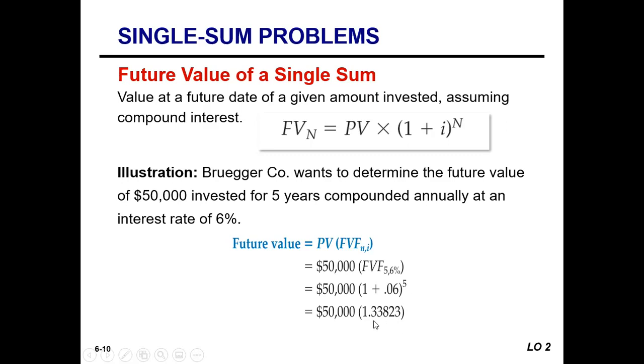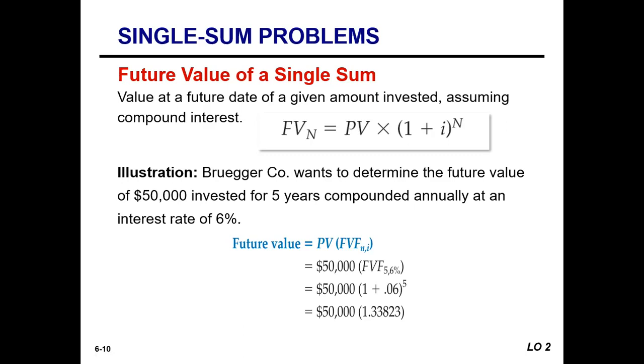And so if we simplify this, we end up with a factor of 1.33823. This factor right here is called the future value factor. These are listed, and we have tables that these come from. Future value of 1 is on page 314 and 315 of your textbook. And there are several tables: future value of 1, present value of 1, future value of ordinary annuity, present value of ordinary annuity, present value of annuity due. So there are several different tables. They go from page 314 to 323 in your textbook.